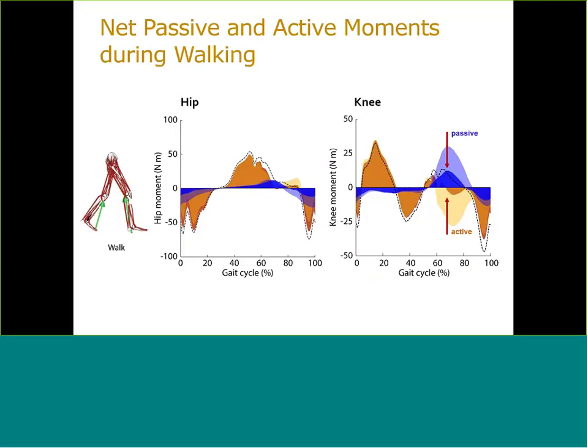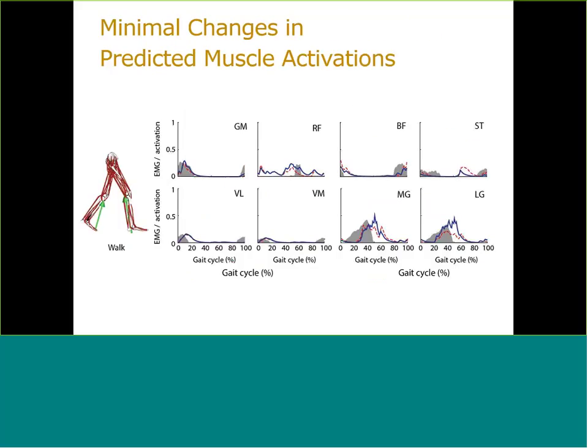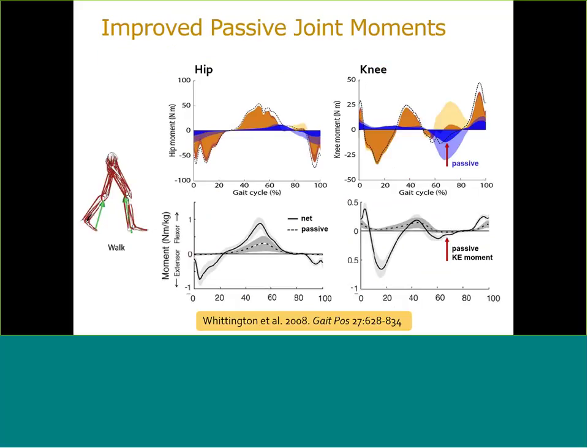Lastly, for walking, we again saw excessive passive forces during early to mid-swing phase, and by using the refined model, we were able to reduce the net passive moments and the compensatory net active moments. For walking, muscle activations were not influenced as much as we expected, but we were able to obtain net passive moments at the hip and knee that were more consistent with the previous experimental study by Whittington and colleagues, who reported experimental net passive moments during walking.